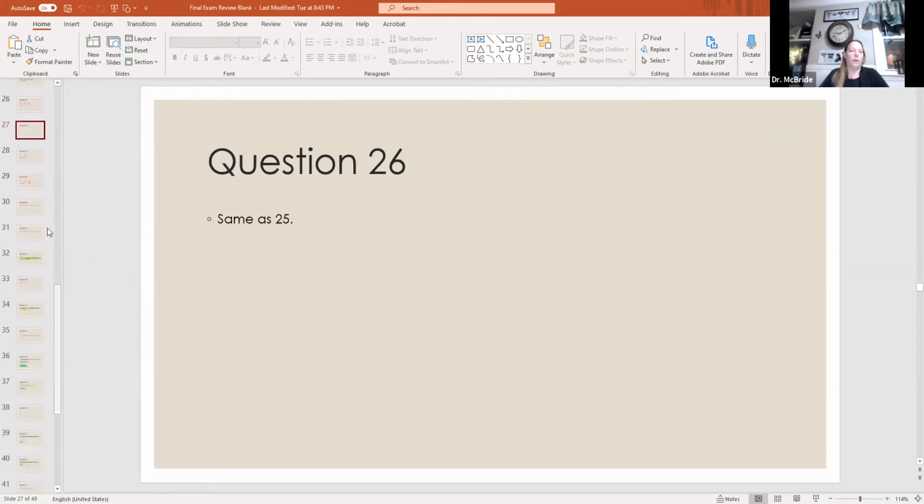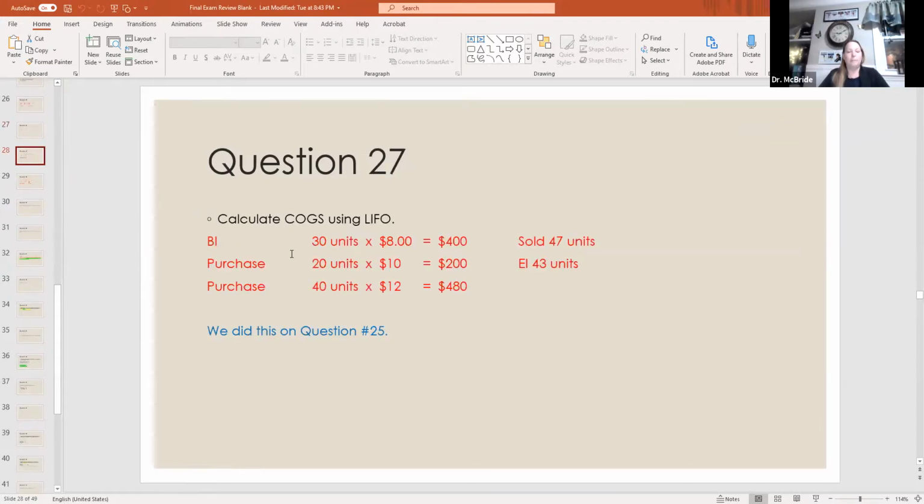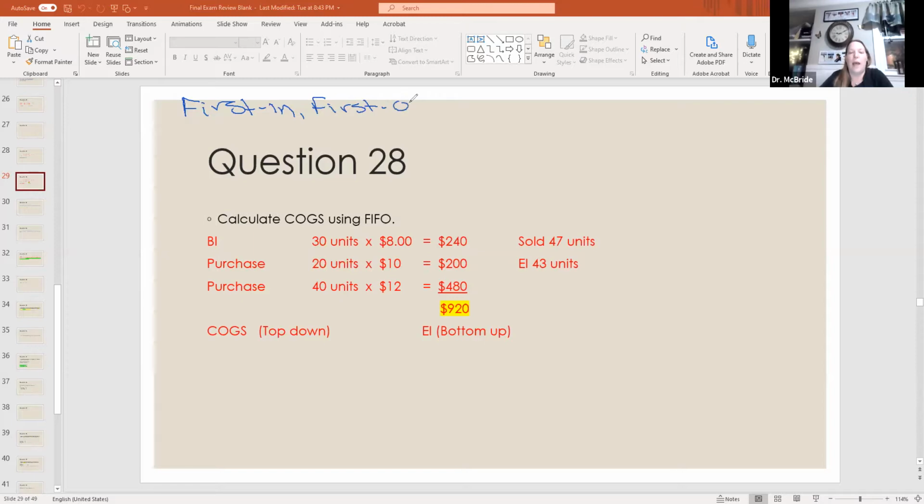Because here's another one, just like it. Okay, this is just like question number 25. This one asked for cost of goods sold. We did ending inventory and cost of goods sold with the earlier one, so I could show you the two together. Okay, let's do cost of goods sold using FIFO. So we're going to remind ourselves FIFO is first in, first out.